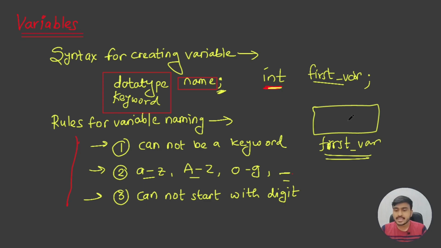Now let's understand. We have created the variable, but we haven't added any value to that variable. We haven't stored any data in this variable. So now let's understand how we can store data into the variable, how we can assign some value into the variable. Let's see what the syntax for that is. Let me clear this whiteboard and I'll explain the syntax for storing data into the variable.